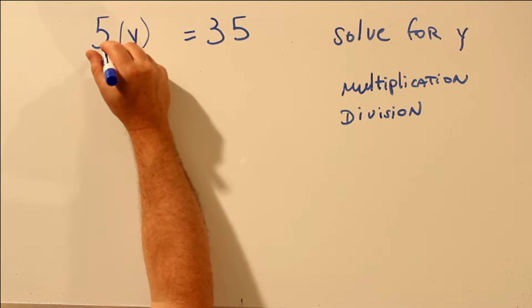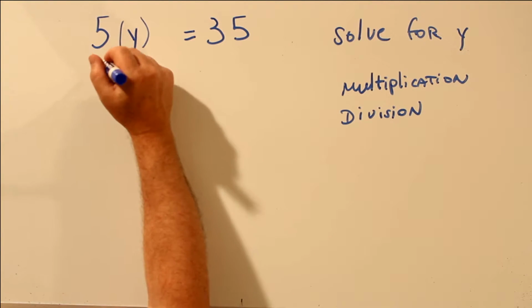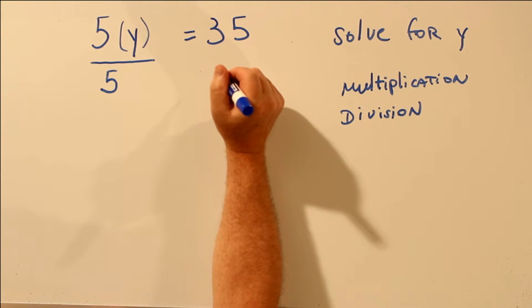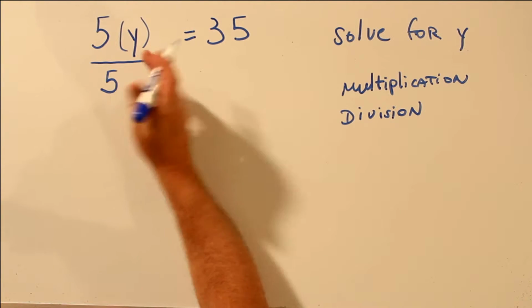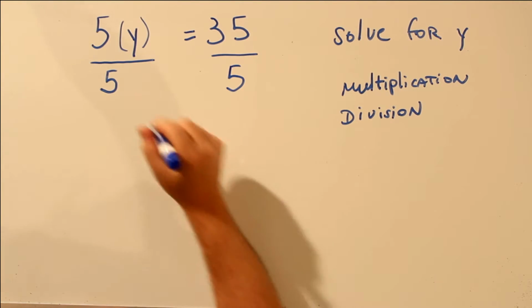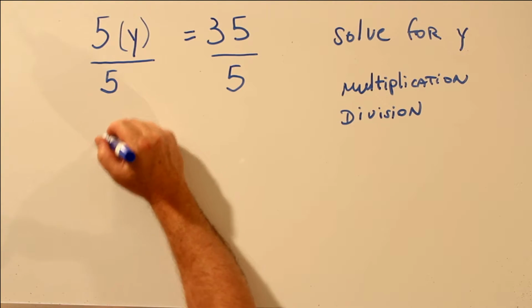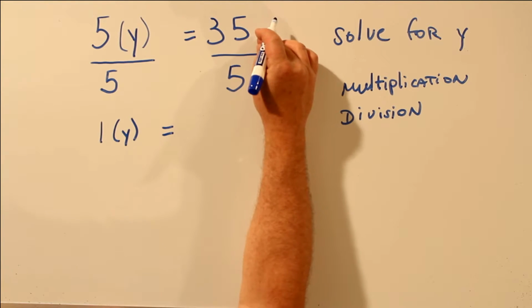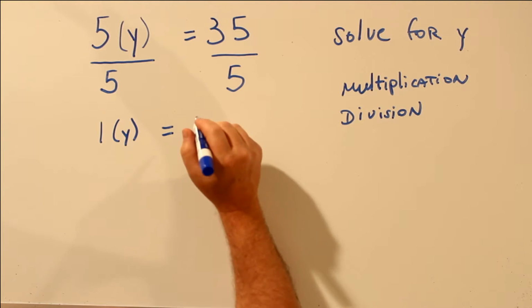So in order to undo multiplying 5 times y, we're going to divide by 5. And to keep the equation true, if we divide this side of the equation by 5, we have to divide this side of the equation by 5. 5 divided by 5 is 1, so we could write 1 times y equals, and on this side of the equation we have 35 divided by 5, which is 7.